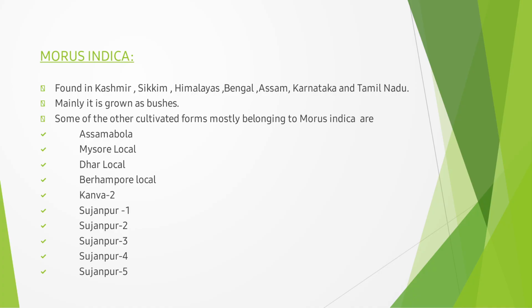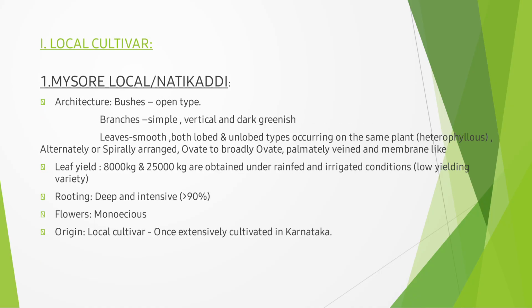Some of other cultivated forms mostly belonging to Morus indica are Ajwa Bola, Mysore local, Dar local, Berhampur local, Kanva, Sujanpur 1, 2, 3, 4 and 5. Next, the local cultivar. The example of a local cultivar is Mysore local or Nattukadi.